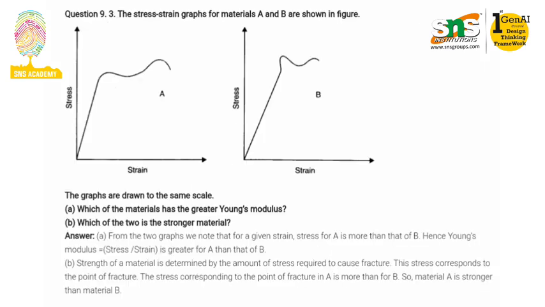Which of the materials has the greater Young's modulus, and which of the two is the strongest material? From the graph we can note that the stress for A is more than that of B, hence Young's modulus is greater for A than for B. And the strength of the material is determined by the amount of stress required to cause fracture. This stress corresponds to the point of fracture. The stress corresponding to the point of fracture of A is more than that of B. So material A is stronger than B.